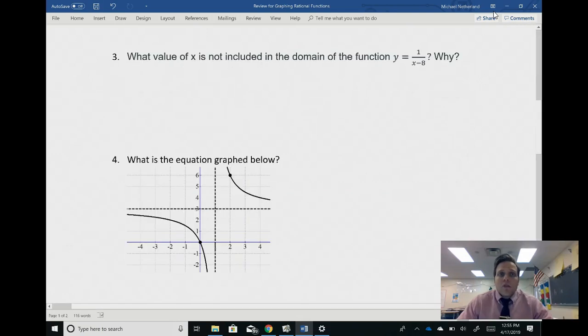That's all she wrote. Number 3. What value of x is not included in the domain of the function y equals 1 over x minus 8, and why?